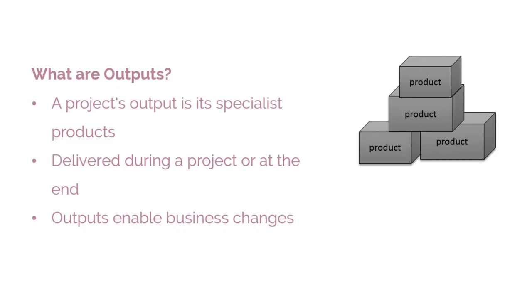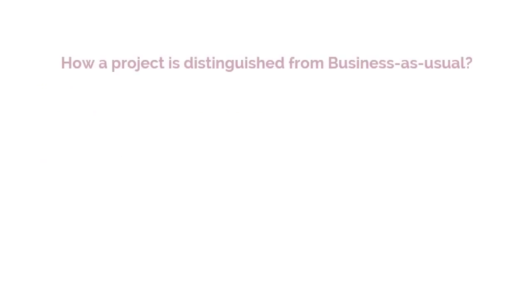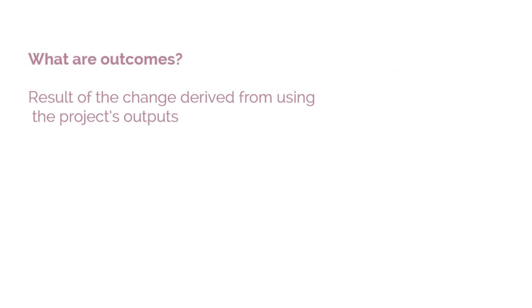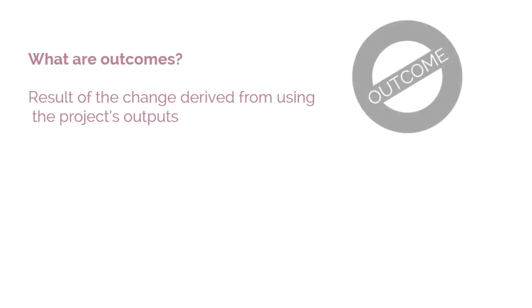If you remember, in the introduction sessions, we identified that one of the characteristics that distinguishes a project from business as usual was that projects are the means by which we introduce change, and business changes create the desired outcomes. What are outcomes? Outcomes are the result of change derived from using the project's outputs. And how do we measure whether we have achieved our advantageous outcomes? With benefits.